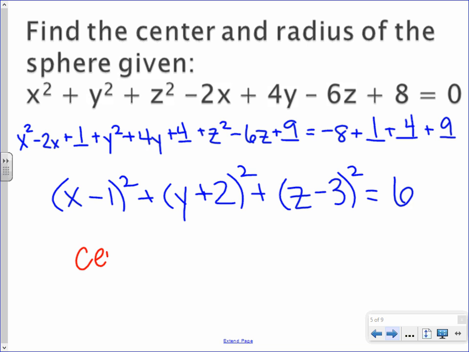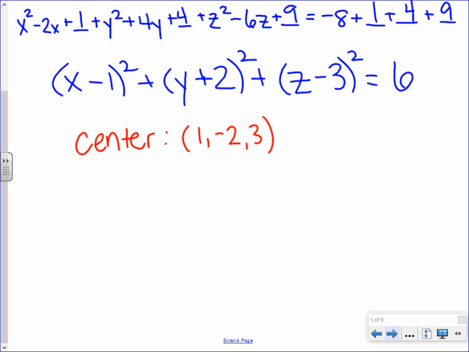Molly, what is the center of this sphere? 1, -2, 3. And the radius would be what, Ryan?